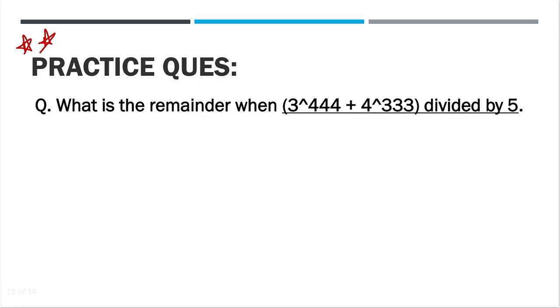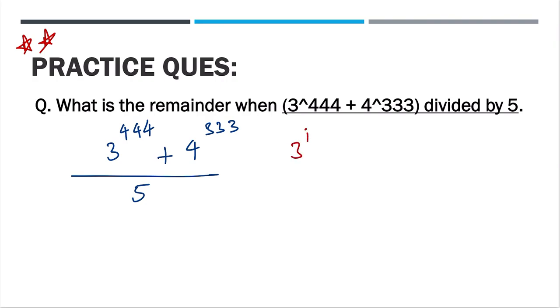Today we are going to solve this question as well. Let's start with this question only. What is the remainder when 3 raised to power 444 plus 4 raised to power 333 are divided by 5? Now first let's see 3 raised to power 444. So 3 raised to power 444, can we write it as 3 into 3? Why 3 into 3? Because 3 into 3 is 9, which is close to 5 times 2, so it is coming somewhere around that.